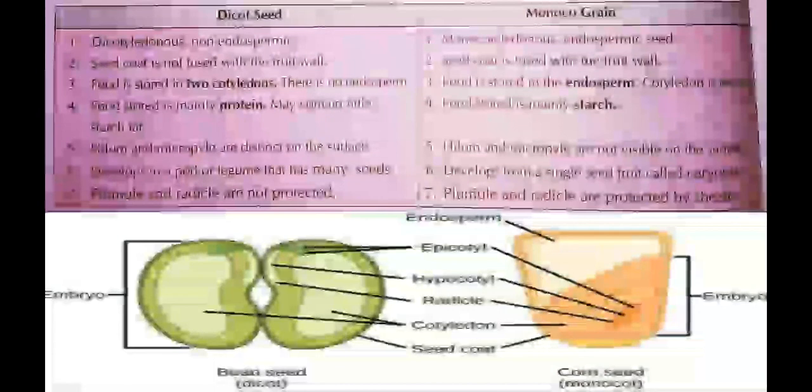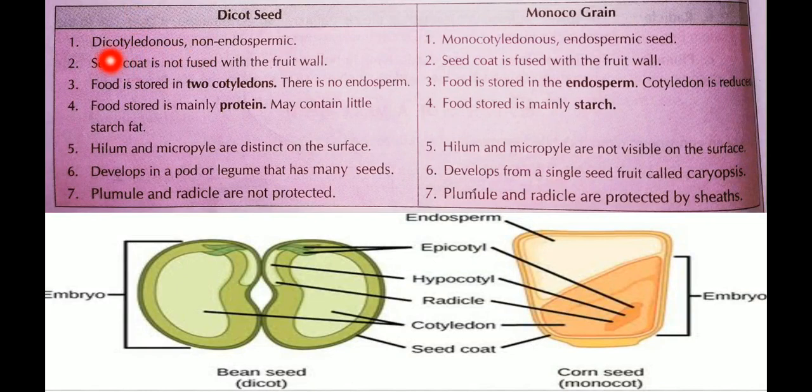Now, the difference between dicot seeds and monocot seeds. So, what are the differences between these two types of seeds? Dicotyledonous seeds, these are dicotyledonous, and monocot seeds, these are monocotyledonous. Dicot seeds are generally non-endospermic, and monocot seeds are generally endospermic. Seed coat is not fused with the fruit wall in dicot seeds, but we have discussed that in monocot seeds the pericarp is there. Okay, and food is stored in two cotyledons.